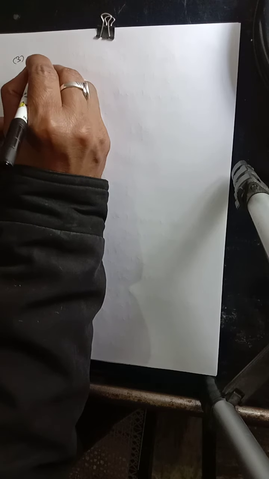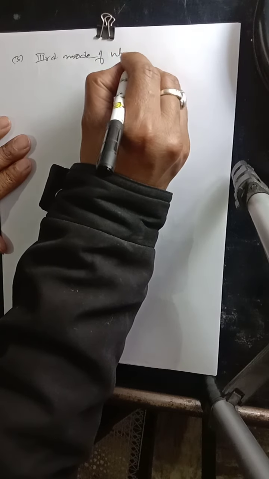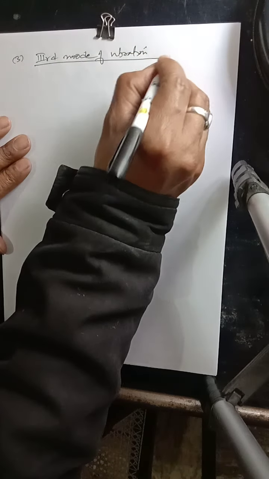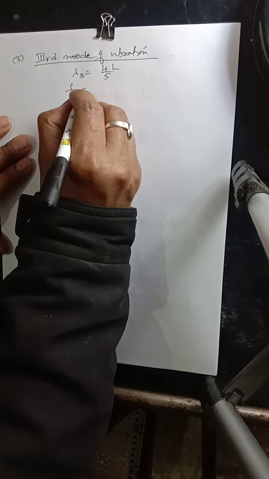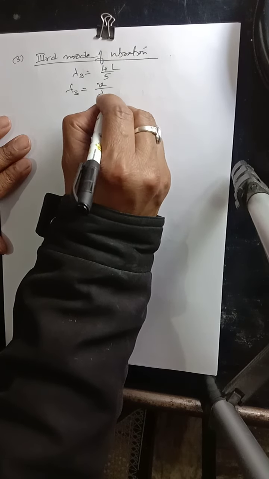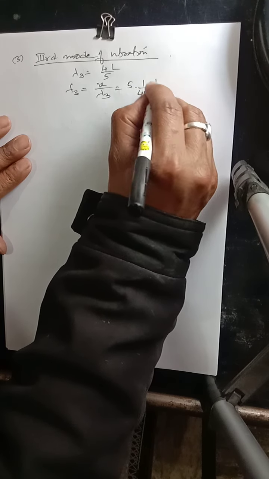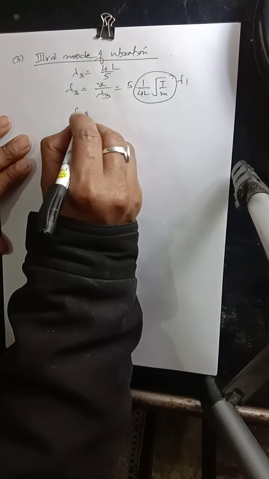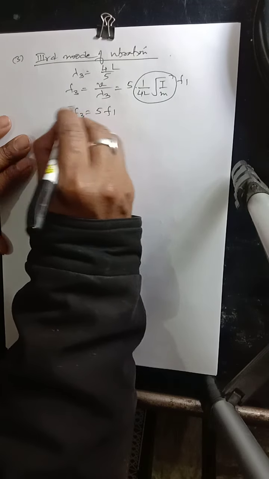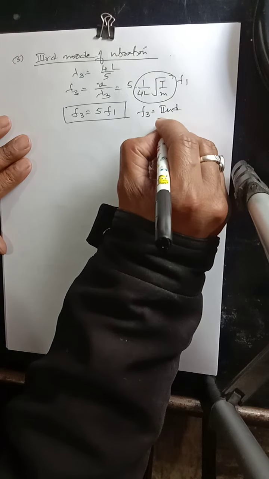Now the third one, that is the third mode of vibration. Lambda 3 becomes 4L by 5. f3 becomes 5 times 1 upon 4L root of T by M. It again becomes f1. So f3 is equal to 5f1.